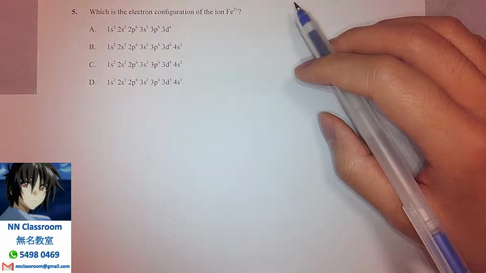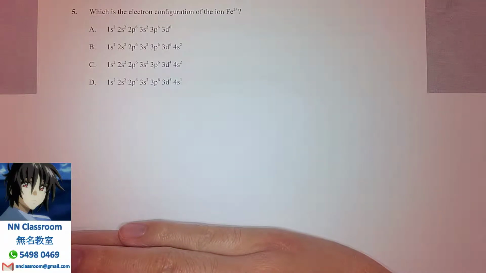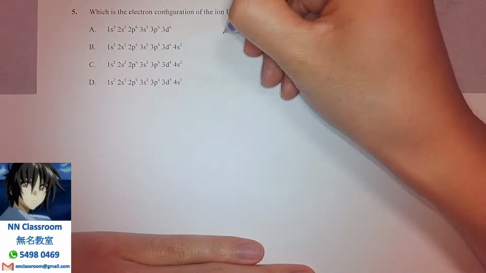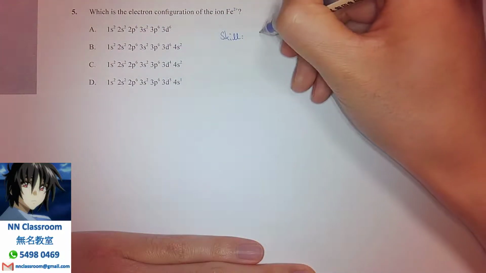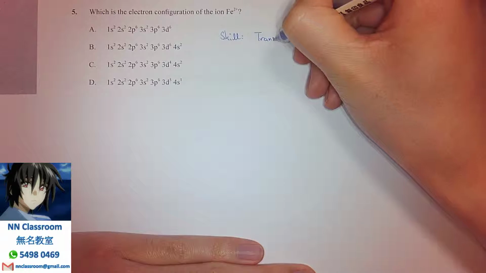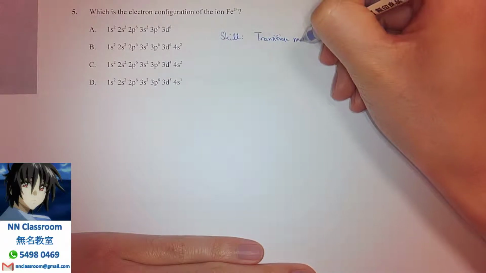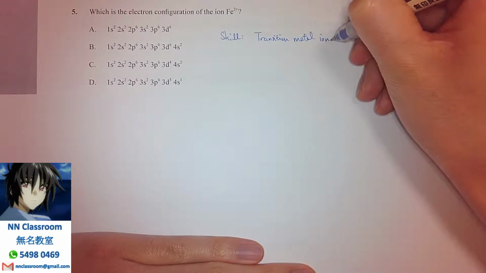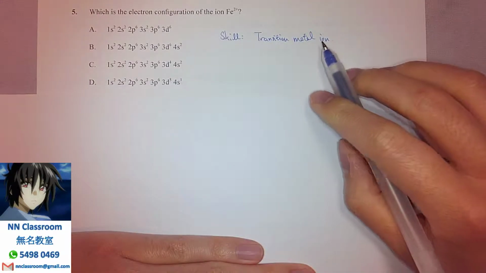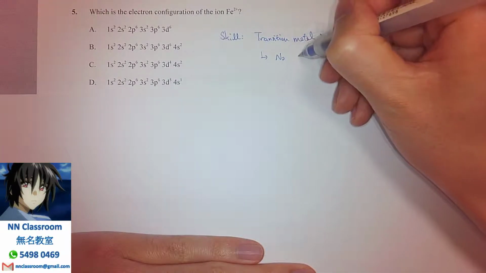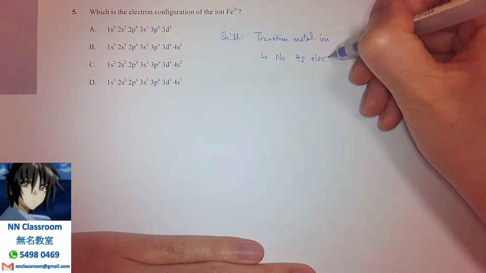But what I will tell you today is a really quick technique to handle this kind of question, and the skill is quite simple. Whenever handling a transition element or transition metal, when a transition metal forms ions, there are no 4s electrons.